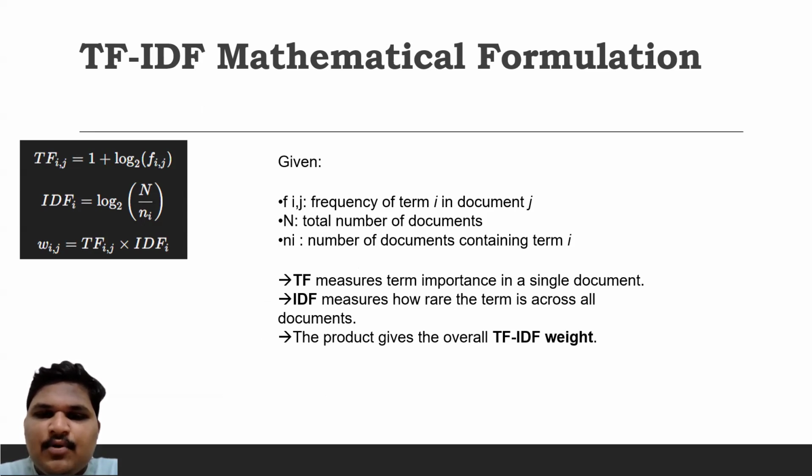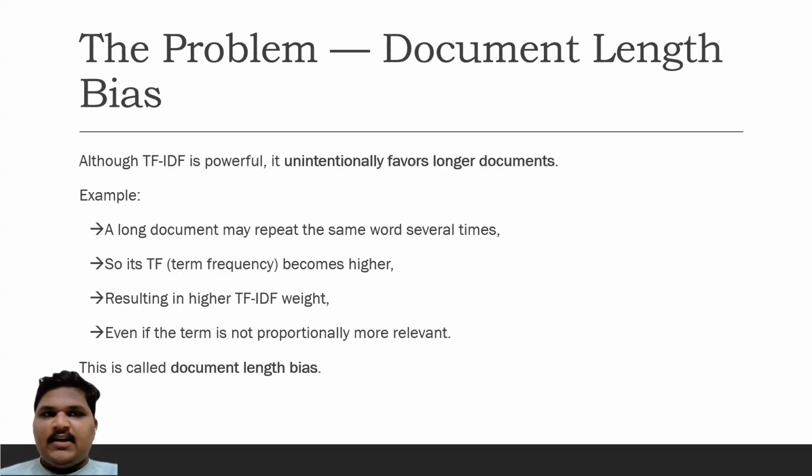TF measures term importance in a single document. IDF measures how rare the term is across all documents. The product gives the overall TF-IDF weight.